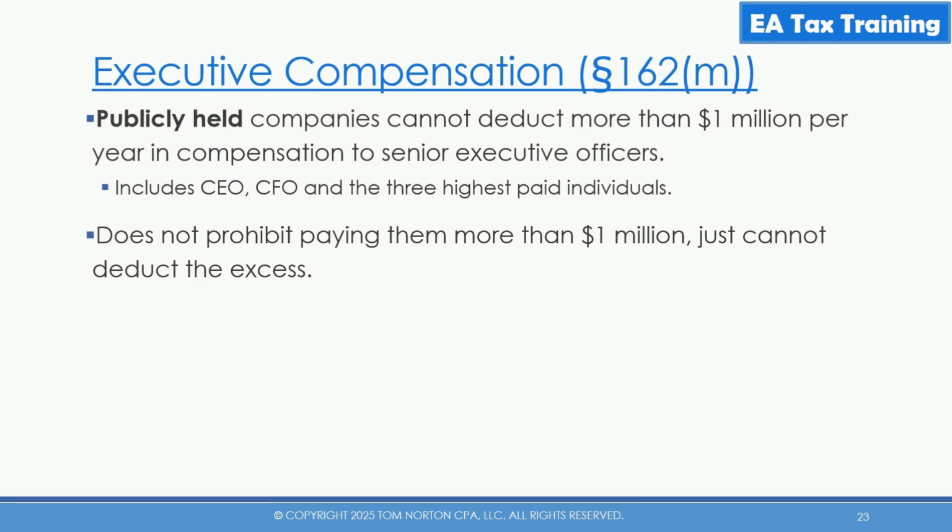Executive compensation. So this is only for publicly held companies that are always going to be C Corps. So publicly held companies cannot deduct more than $1 million per year in compensation to senior executive officers. That includes the CEO, Chief Executive Officer, the CFO, Chief Financial Officer, and the 3 highest paid individuals. This does not prohibit the corporation from paying them more than $1 million. It's just that they cannot deduct the excess over $1 million.